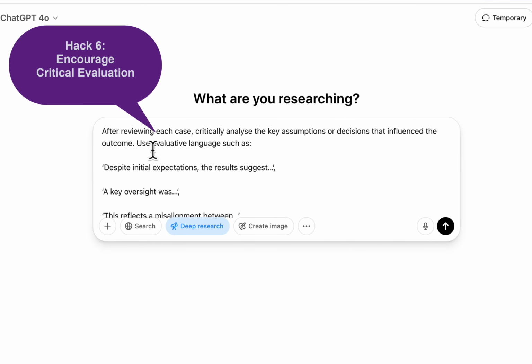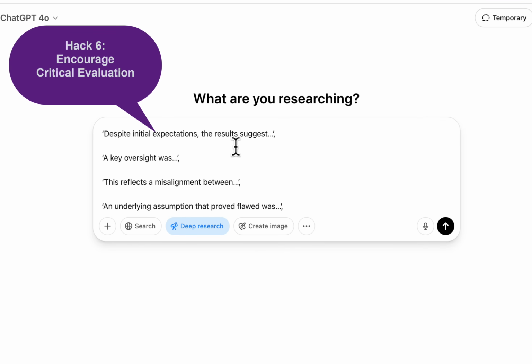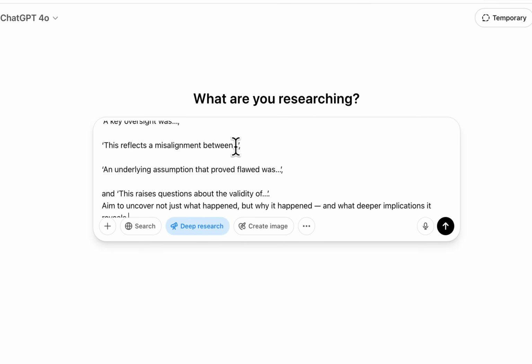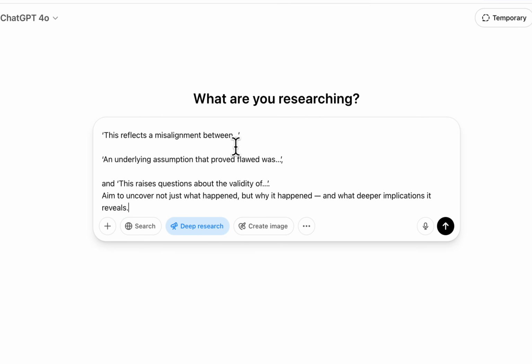Adding a prompt that says, after reviewing each case, critically analyze the assumptions or decisions that influence the outcome. Use language such as, despite initial expectations, the results suggest a key oversight was, this reflects a misalignment between, an underlying assumption that proved flawed was, and this raises questions about the validity of. Aim to uncover not just what happened, but why it happened and what deeper implications it reveals. And this takes your deep research to a completely different level, where the model is now not only describing what happens, but also critically evaluating those assumptions, the results, looking at opposing arguments, and bringing in different elements that will really enhance the final output of your research study.